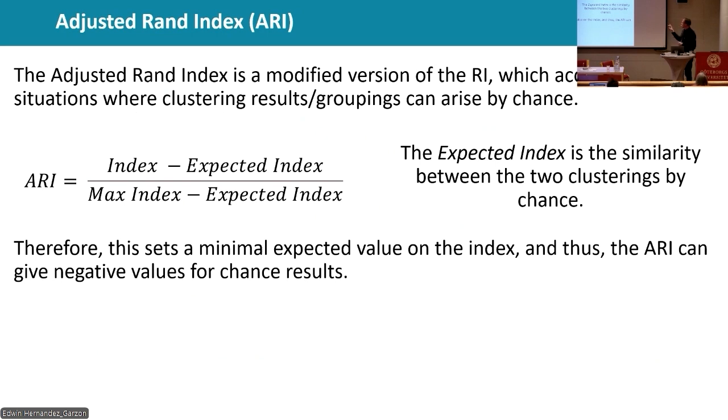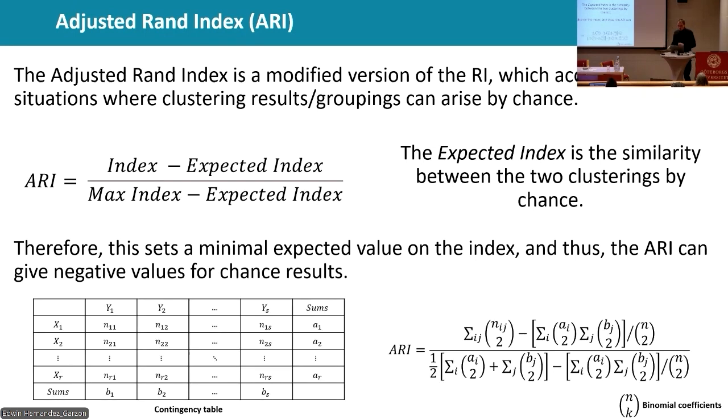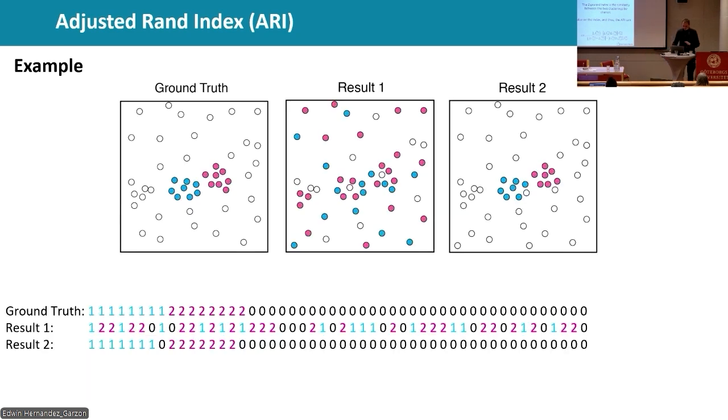What is important now is that the index will be between -1 and 1, and gives you a better idea of what happened in your data. What you are going to do is compute a contingency table. Here is your first clustering with all the different clusters, and the second clustering with all the different clusters, and you just compute how many points of this cluster are in that cluster. Then you have this equation with binomial coefficients. But again, there is an example just after, which will be easier.